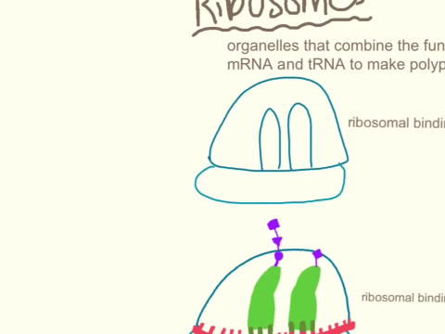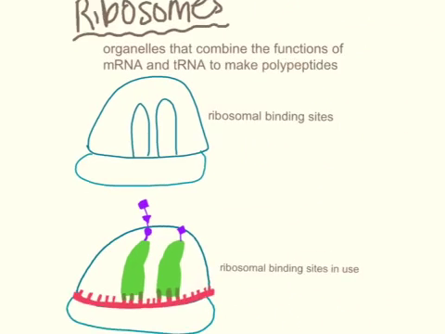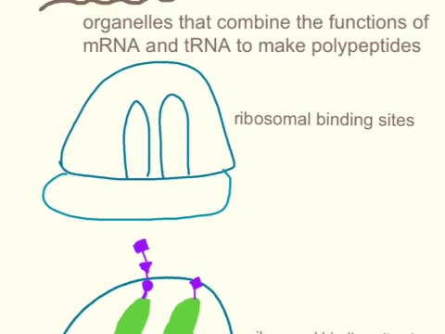Let's talk about ribosomes and their structure and function. Ribosomes are organelles that combine the functions of mRNA and tRNA to actually make polypeptides. In this first diagram, we just see the basic shape of a ribosome, which has nothing bound to it, or the sites are not in use.